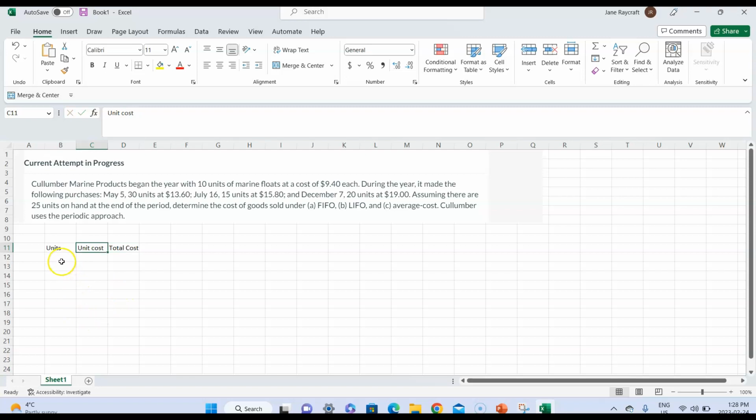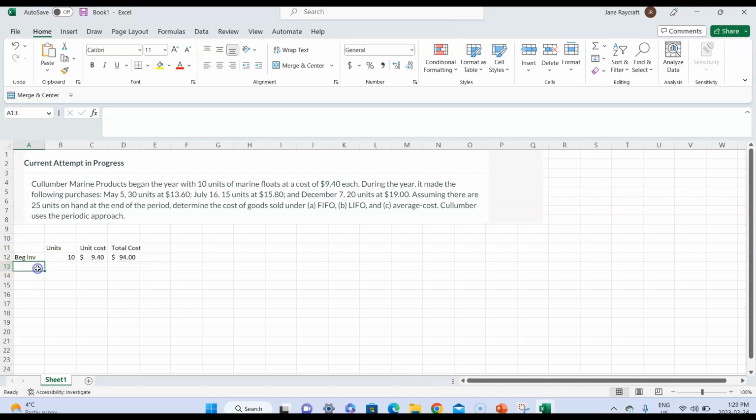So our beginning inventory was 10 units, and they cost us $9.40. And so our total cost, let's do this. I'm going to make this into dollars. So my total cost on those is 10 times 9.40. Getting these totals is kind of the first step.